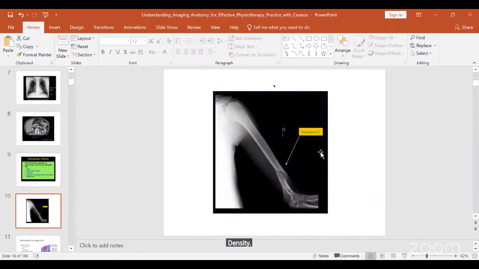So I have this. What can we say about this? This seems like a fracture of the distal end of the humerus. If I say it's the femur, uncle? No, that's not the femur, sir. So what guides you to know that it's a humerus?